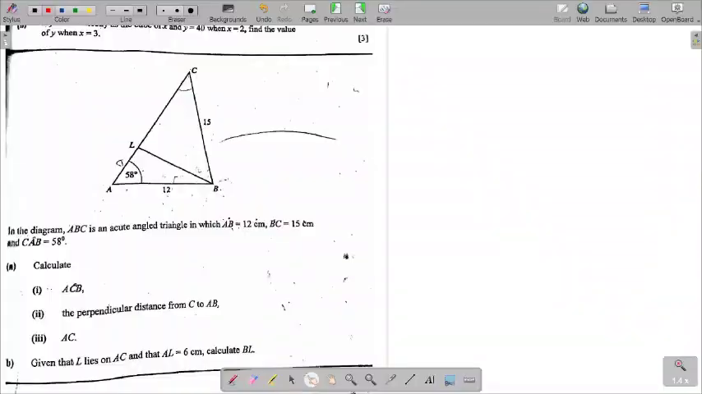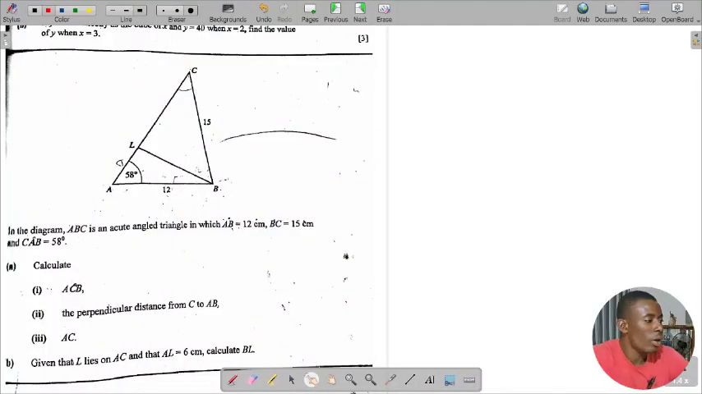Let's get started. This is our question here. It's saying in the diagram ABC is an acute angle triangle in which AB is equal to 12 centimeters, BC is equal to 15 centimeters, and angle CAB is equal to 58 degrees. AB is 12 centimeters, BC 15 centimeters, and angle CAB, which is angle A, is 58 degrees. And our first question is calculate ACB. So angle ACB. So we have to calculate angle C.